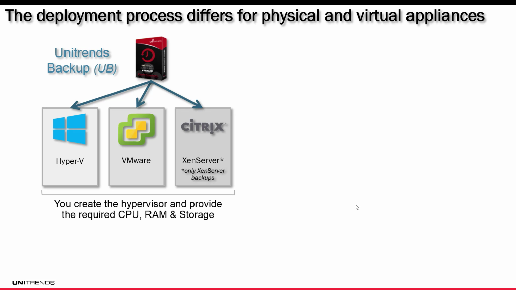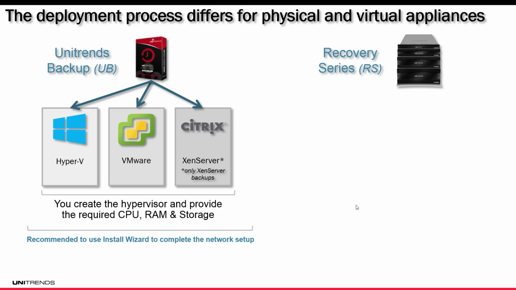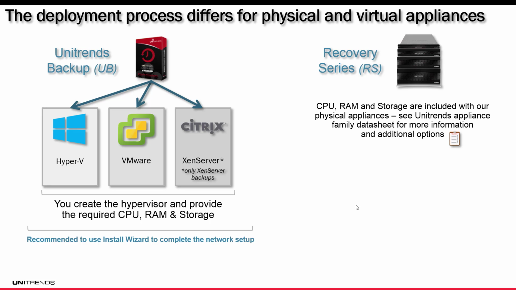Now, in these configurations, you create the hypervisor and provide the required CPU, RAM, and storage, depending on your needs. It's recommended to use the install wizard to complete the network setup if you're installing the virtual appliances. With our Recovery Series physical appliances, the CPU, RAM, and storage are included. You can see the Unitrends appliance family datasheet for more information and additional options if you need to.